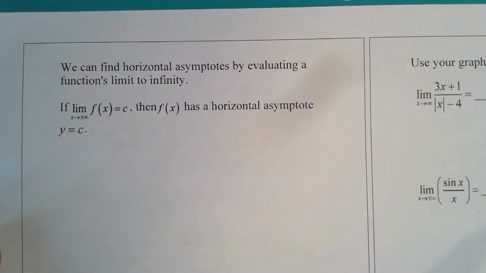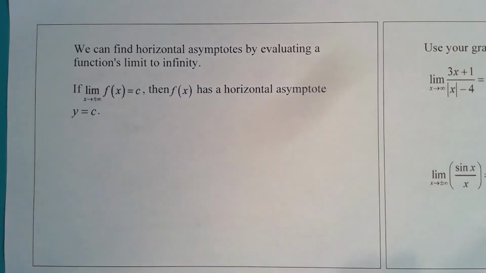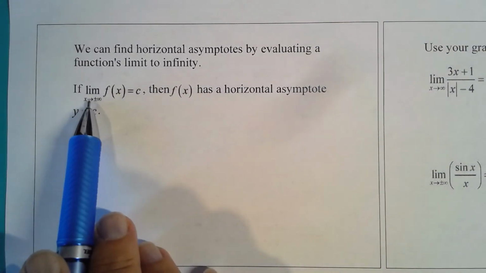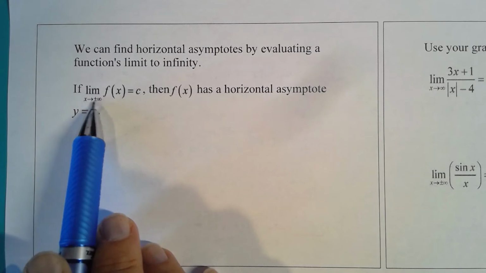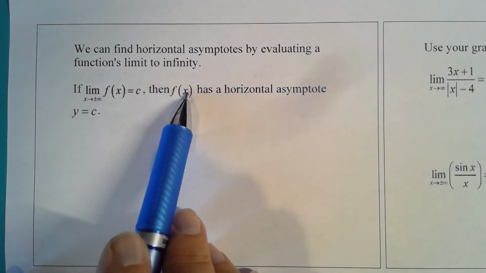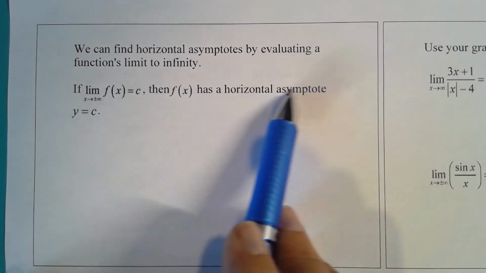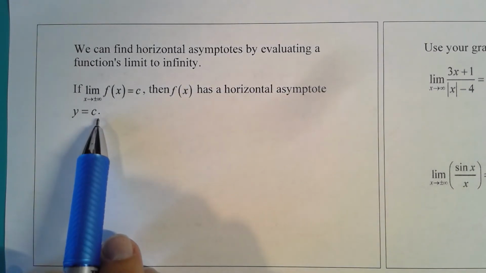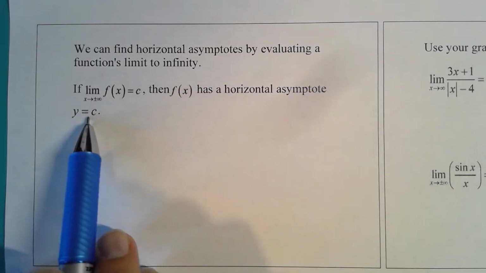It says we can find horizontal asymptotes by evaluating a function's limit to infinity. Here's a formal definition, and I'll explain with words. If the limit as x approaches positive or negative infinity of a function is a constant, then your function has a horizontal asymptote, and the equation of that asymptote is y equals that constant.